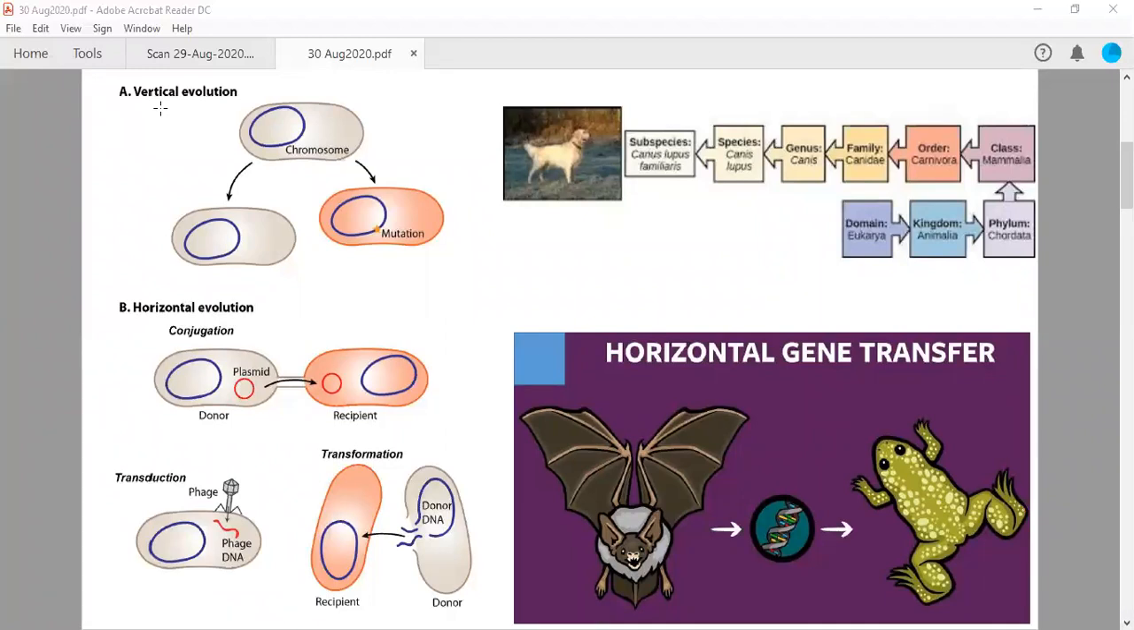But one more common way is transferring genes between different unrelated species, I'm saying it again, between different unrelated species. For example, I'm giving an example of a bat and a frog. One gene is being transferred from the bat into the frog. Both are different species, right?